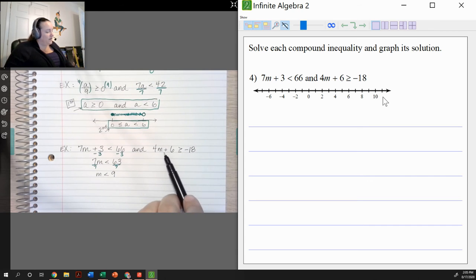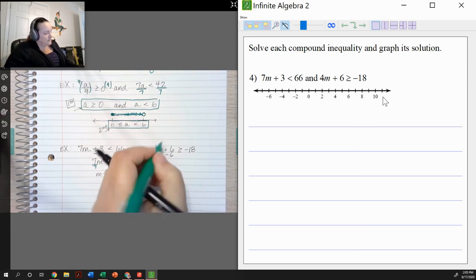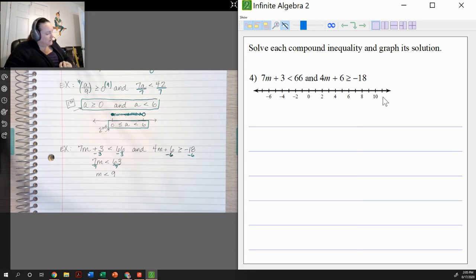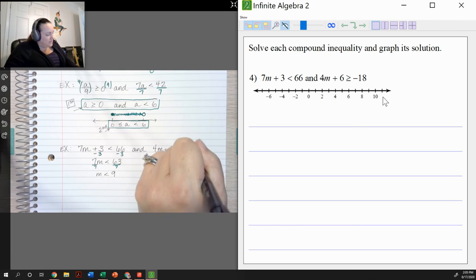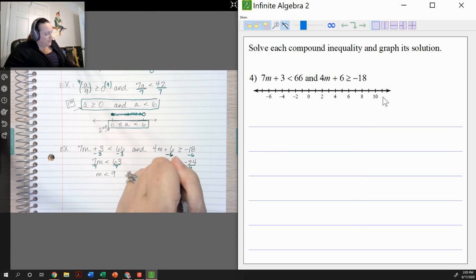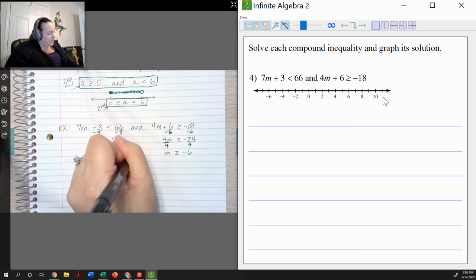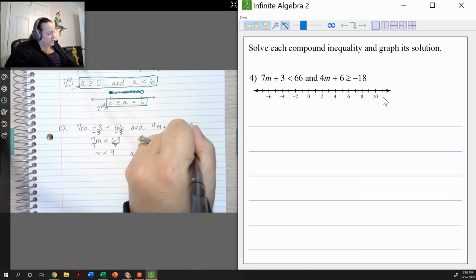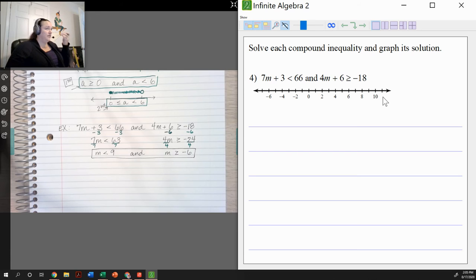All right, now I'm going to take 4m plus 6 greater than or equal to negative 18. I'm going to subtract 6. So that gives me 4m greater than or equal to negative 24. I'm going to divide by 4. So I get m greater than or equal to negative 6. Okay? All right, and then I'll bring down and write the word and. So there's my first answer. So in terms of the directions, I've solved it.